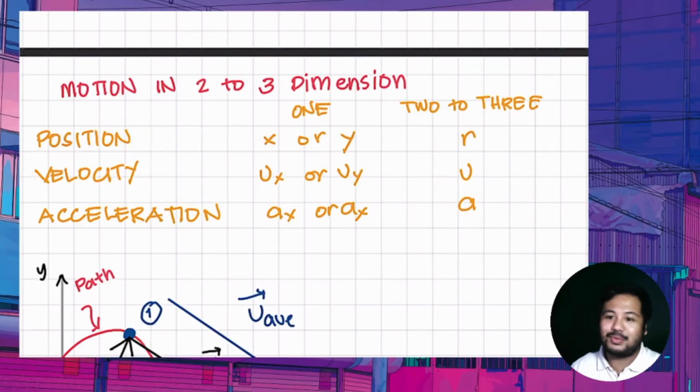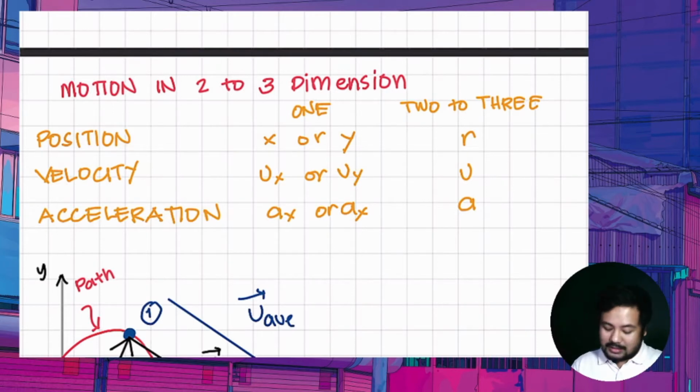Hi, so this is motion in 2 to 3 dimensions. Okay? This is just a continuation of our motion in 1 dimension, but this time we will be extending it to 2 to 3 dimensions. For all we know, we have studied position, velocity, and acceleration. Nothing will change, but one thing that will change is that we have to be mindful that we now have x components, y components, and we also have z components. And we have to note them so that it will not be confusing for us.